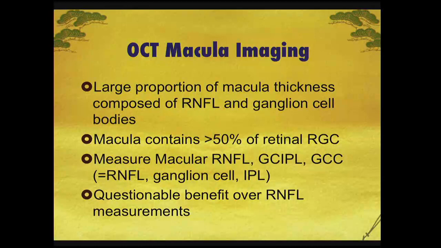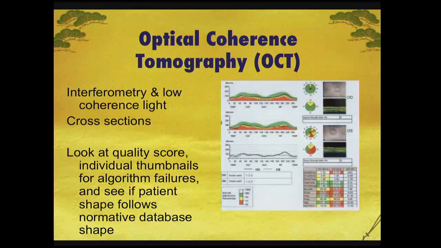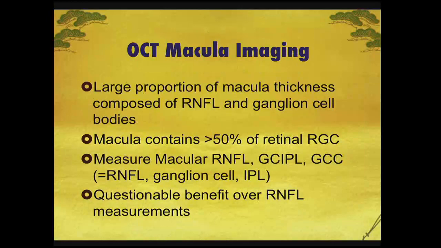Different manufacturers measure different things. Some measure just the RNFL, some measure the ganglion cell and the ganglion cell complex, and some measure also the internal plexiform layer. So depending on what company, what they call the RNFL may actually be a few different layers. And at this point, there's a questionable benefit over just getting the RNFL layer that you get from this instrument, or the optic nerve head measurements.